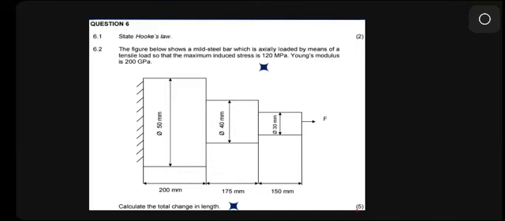We're still under engineering science and form. We're dealing with stress and strain. We have given question 6, a typical question. We have given 6.1: State Hooke's law. 2 marks there.